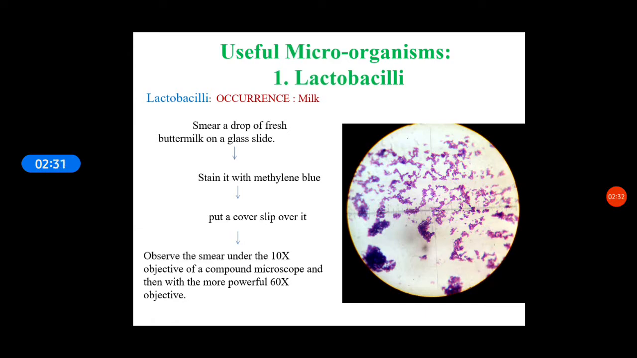Then stain it with methylene blue. Here methylene blue is an indicator which imparts color to lactobacilli. Then put a cover slip over it. Then observe the smear under the 10x objective of a compound microscope and then with the more powerful 60x objective. Here 60x and 10x are the powers of lenses used in the microscope. Then we would be able to see the lactobacilli bacteria under the compound microscope as shown in the figure alongside.